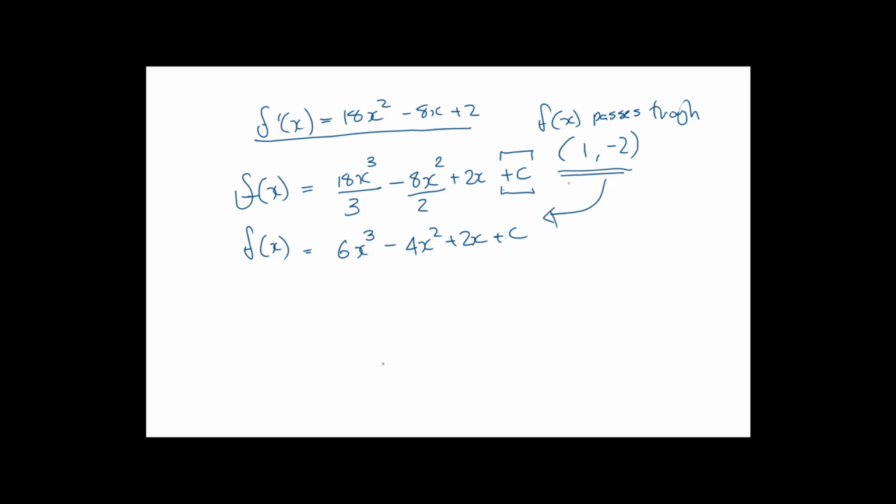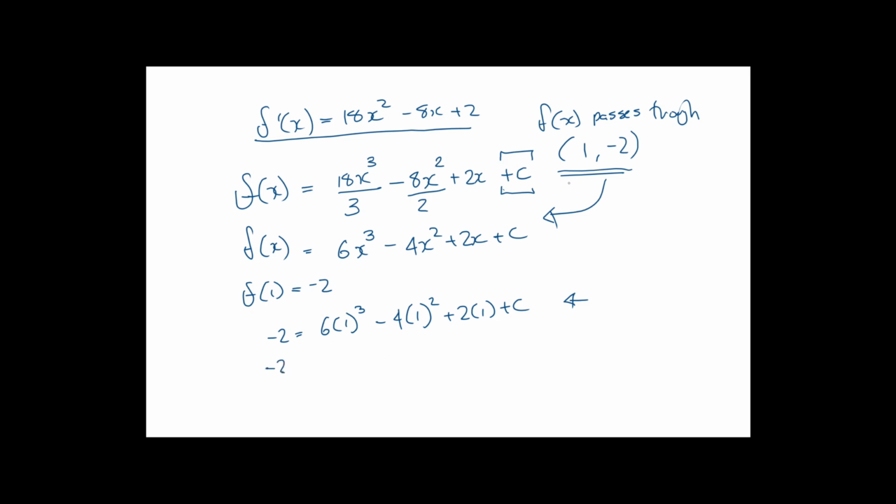We're going to plug in those coordinates into this equation to find c. So in other words, wherever we have an x, we're going to get minus 1, and wherever we have a y or f of x, we're going to get negative 2. So negative 2 equals 6, 1 cubed, minus 4, 1 squared, plus 2 times 1, plus c. We have one equation now, one unknown c, so we can solve it.